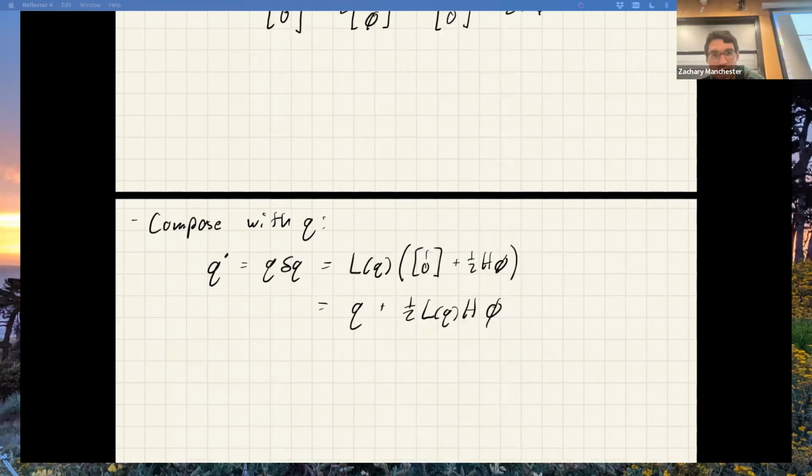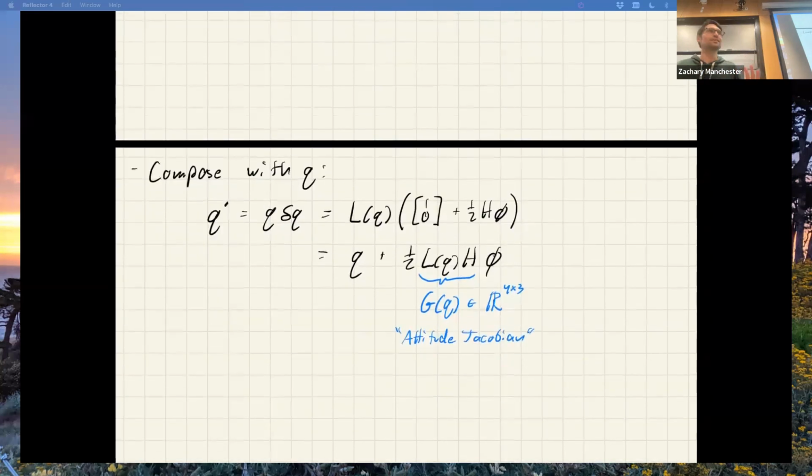And this shows up a lot, so we're going to make some stuff up here. We're going to give this its own name, g of q. This is a 4x3 matrix because it maps a 3D phi into a 4D quaternion. And we're going to call this guy the attitude Jacobian. Okay, that was a little fast, but the punchline is actually really clean and nice.